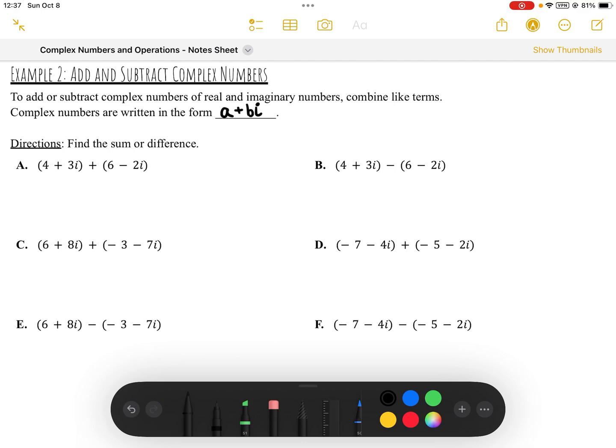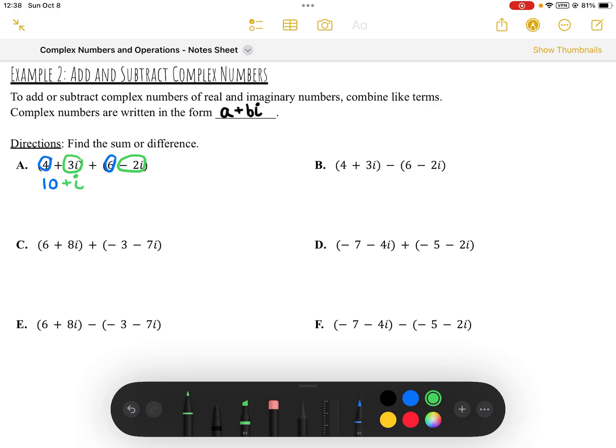So here we're going to start by looking at A. So A, we have 4 plus 3i plus 6 minus 2i. When we add, we can just go ahead and combine like terms right away. When we subtract, we'll have to distribute that negative sign first, then we can combine our like terms. So here, 4 and 6 are going to be like terms. 4 plus 6 will give me 10. And then I have 3i and negative 2i. 3i minus 2i will give me 1i or just i. So my answer will be 10 plus i.